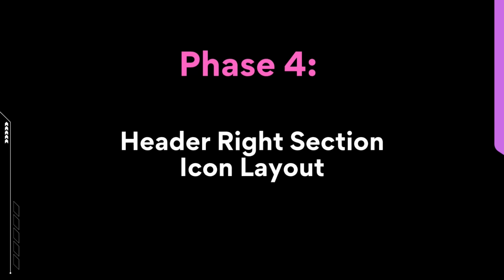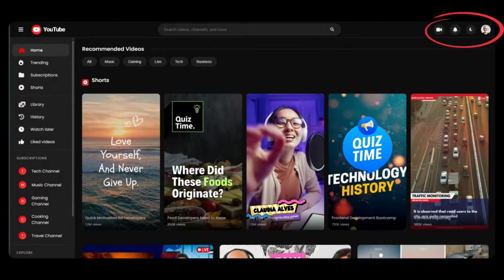Phase 4. Header right section, icon layout. The right section has multiple icons, so once again, Flexbox is perfect. Each icon gets consistent styling.